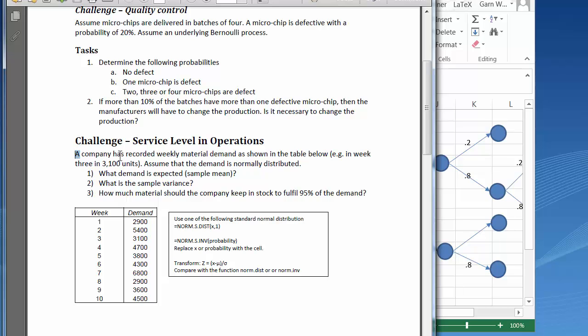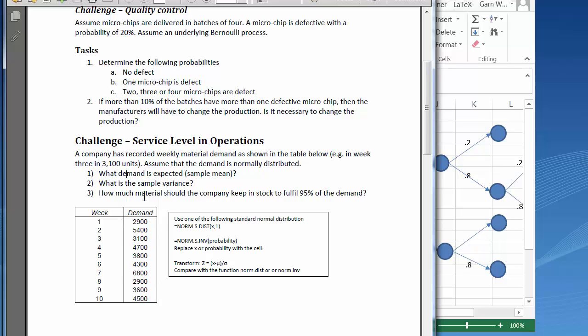So we've got a company which has recorded its demand over 10 weeks. Usually you would prefer having at least 30 weeks and preferably 2 years of data, so 100 weeks, 104 weeks.